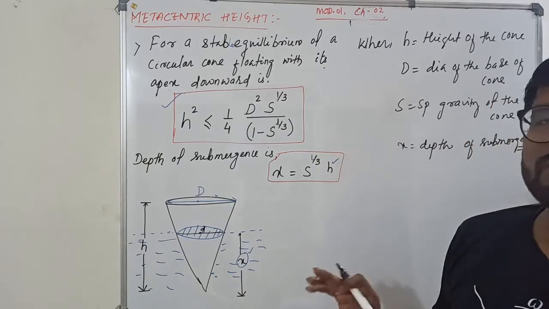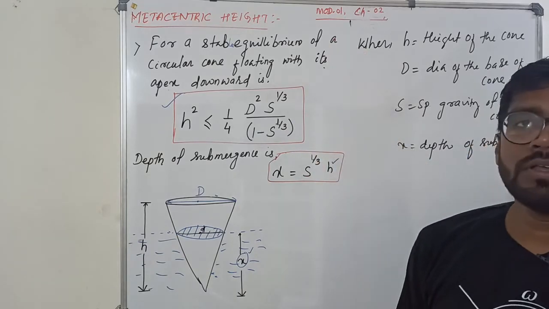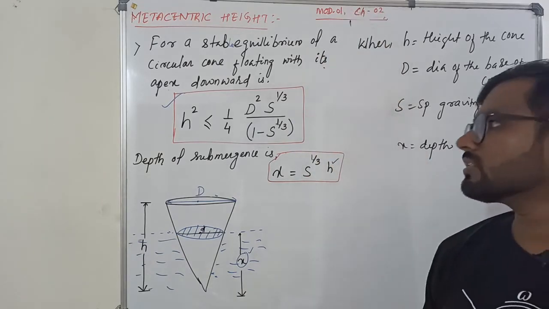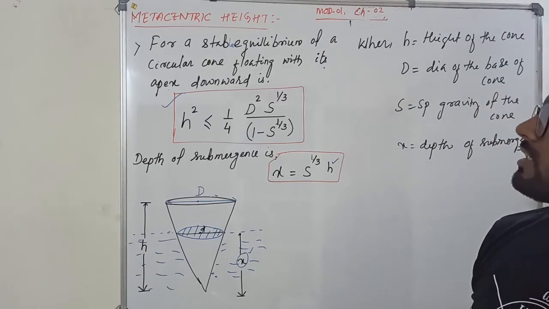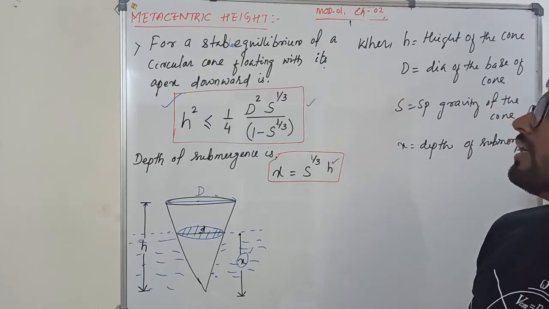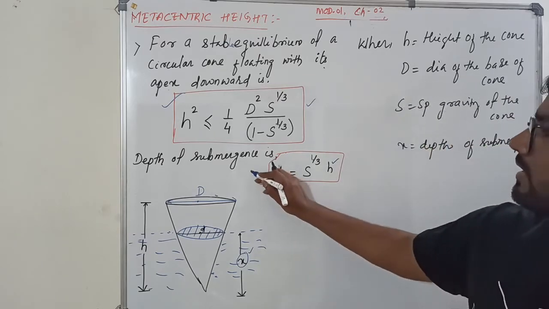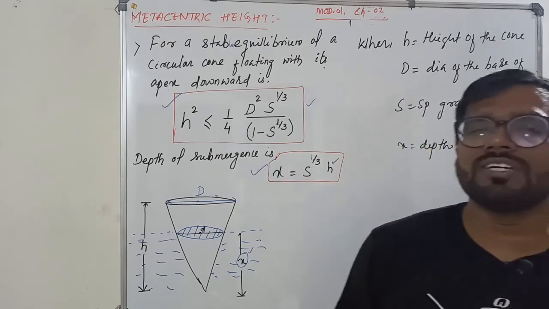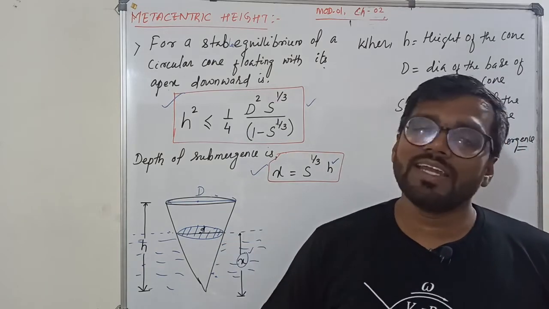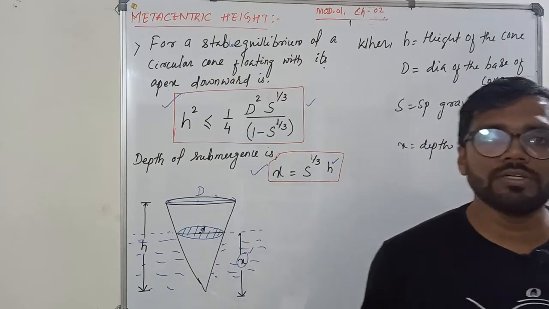So sometimes for ESE they will ask you to prove it. For the engineering services exam they will ask you to prove it in the conventional paper. Otherwise you just remember this formula, d square s to the power 1 by 3 by 1 minus s to the power 1 by 3, and the depth of submergence is s to the power 1 by 3 into h. In PSU exams they directly ask this question. Okay, now note it down.